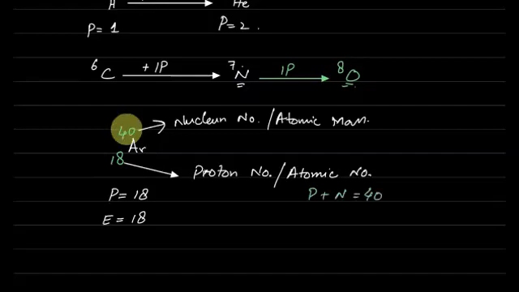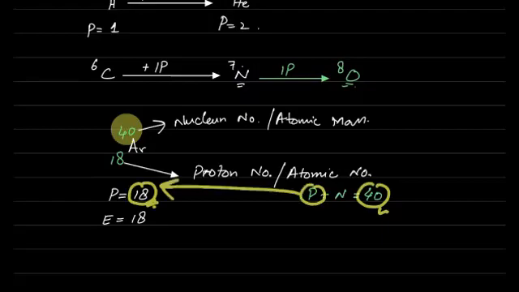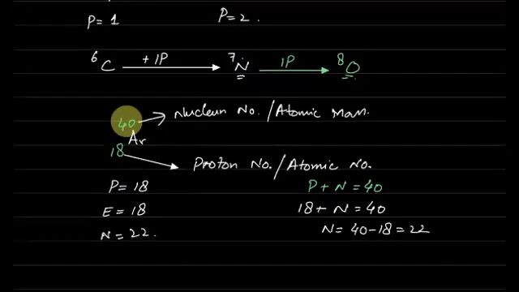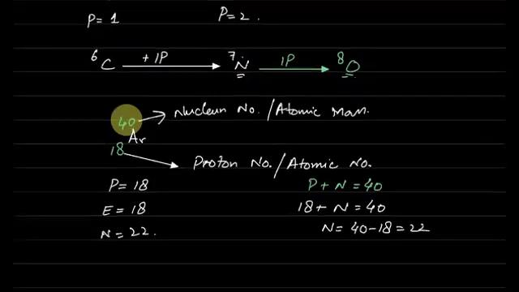We know the number of protons is 18. Total is 40, protons are 18. So by using this equation, you can find out the number of neutrons. Protons are 18, plus neutrons is equal to 40, so neutrons are 40 minus 18. So 22, this is the number of neutrons. So this was a way how you can identify the number of protons, electrons, and neutrons by using atomic number and mass number.